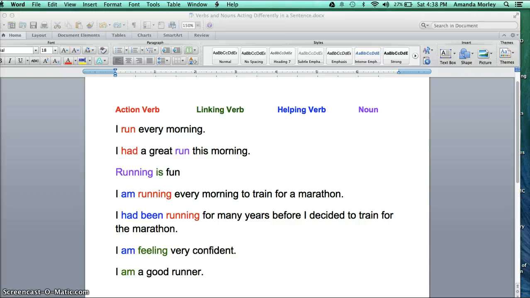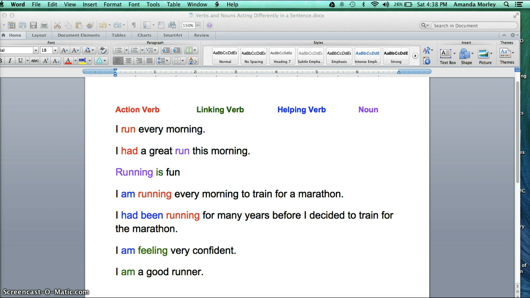All right, so we're going to start looking at how words change their form and their function when they're within different sentences. So we're going to look at the same three words: run, had, am, and we're going to see how they change form depending on where they're located within a sentence and the way that the sentence is structured.